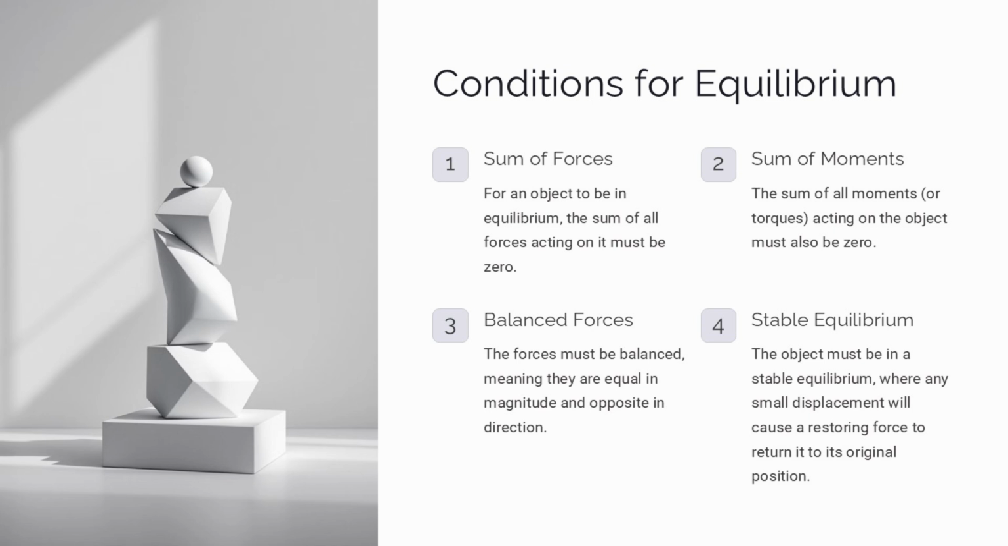The forces must be equal in magnitude and opposite in direction to be considered balanced. Finally, the object must be in a stable equilibrium, where any small displacement will cause a restoring force to return it to its original position. Understanding these four key conditions is essential for analyzing the equilibrium of physical systems.